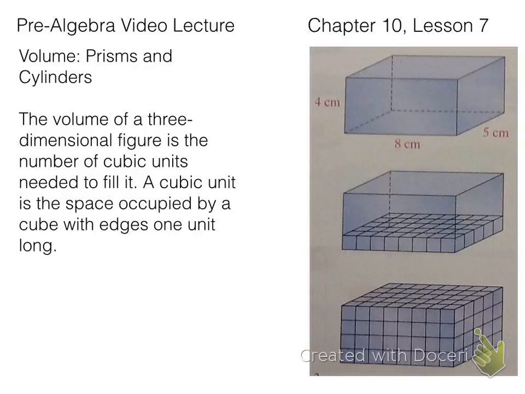But as long as you keep your dimensions straight in your brain, you should be able to figure out, or at least use something that would work as a base for a rectangular prism or a square prism. Okay, so back to volume.